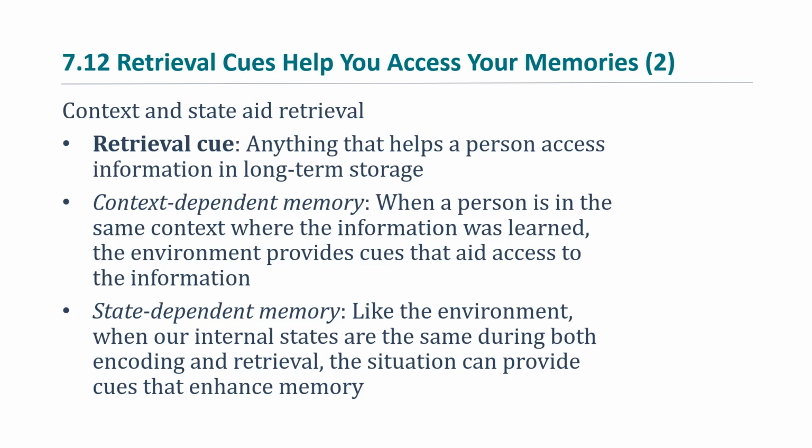That is, the more match there is between the conditions when you learn something and the conditions when you try to remember it, whether it's the context you're in or the state that you're in, if there's more of a match, you're more likely to be able to recall or retrieve information. There are two ways this effect works: context-dependent memory and state-dependent memory.